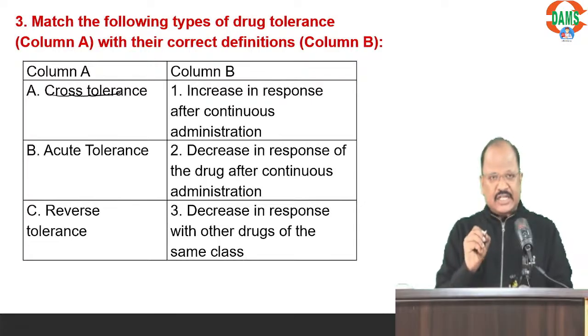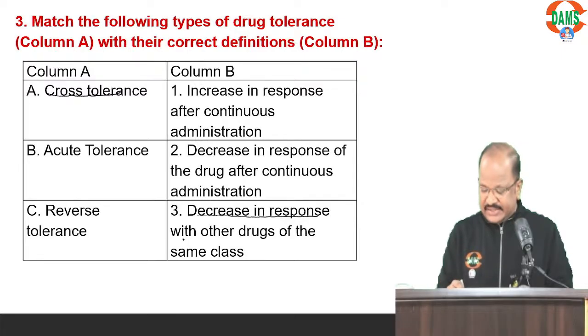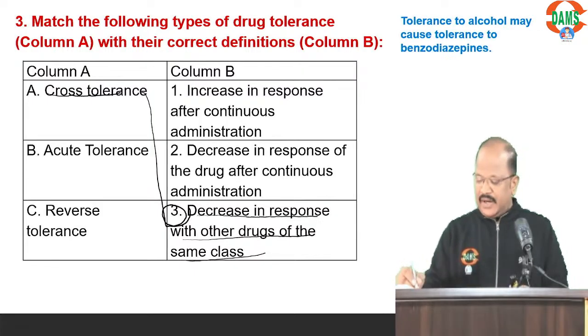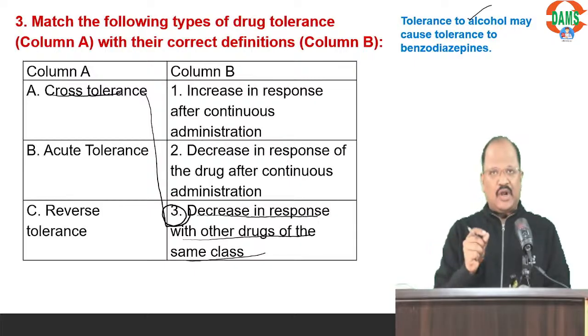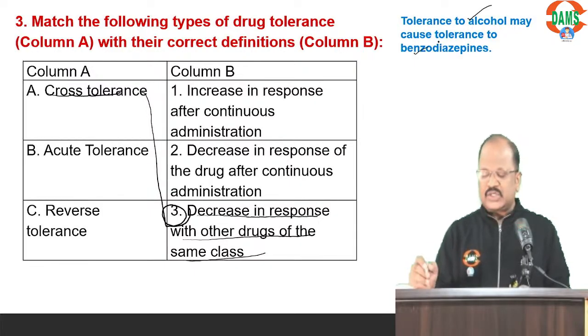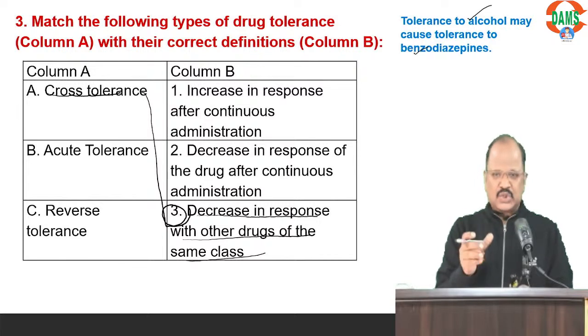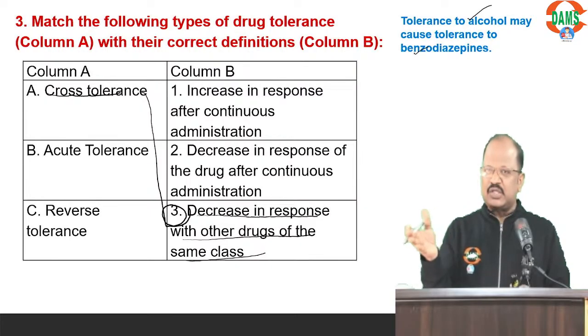decreasing response with another drug, for example, another drug of the same class. So 1 means 3. For example, if a patient is tolerant to alcohol, he may be tolerant to benzodiazepines. Both benzodiazepine and alcohol have the same action on the GABA A receptor. So if they are tolerant to alcohol, they will be tolerant to benzodiazepine also. That's called cross tolerance.